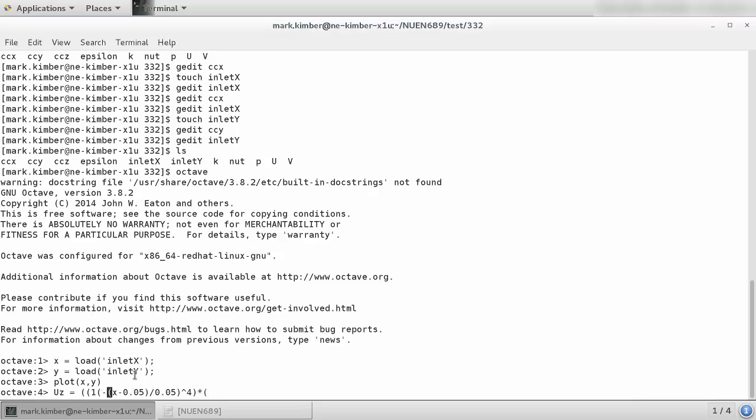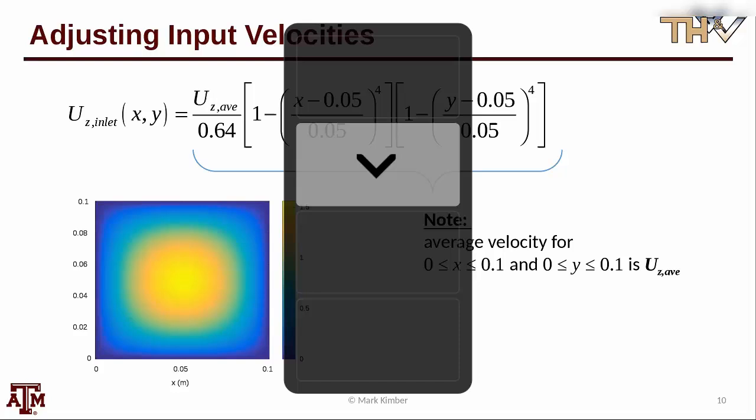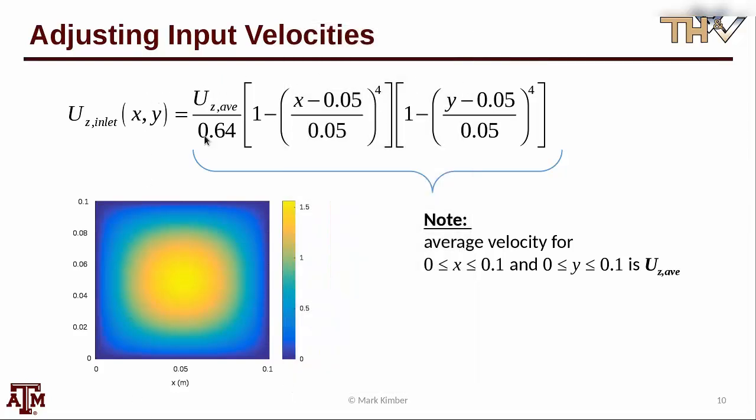I didn't need a parenthesis there, did I? Needed it here. And multiply that by the same thing in the y direction. Raise that to the 4th power, close our parenthesis, close the entire parenthesis. We're going to multiply that by 1 divided by 0.64. And again, I'm getting this from here. I'm basically just building this equation into my Octave.